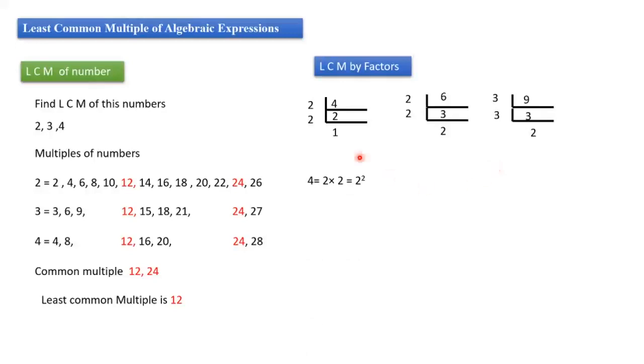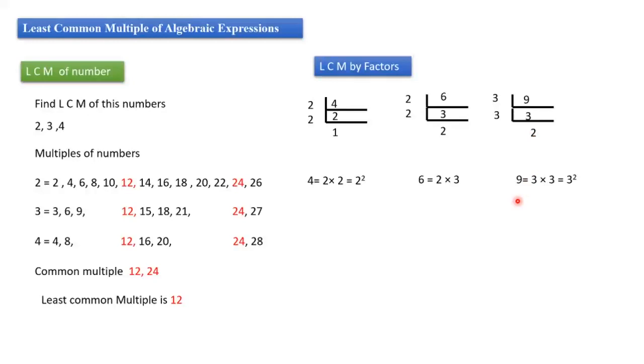Now in this case, you can write 4 as 2 into 2. Look at this one: 2 multiplied by 2 is 2 to the power 2. You have to write it as a power of the given number. Next, 6 is 2 into 3. You can't write it as a higher power because the power is only 1: 2 to the power 1 and 3 to the power 1. Next, 9 can be written as 3 into 3. But I used wrong values here; it should be corrected. This one should be 3, this one should be 1, this one should be 1.